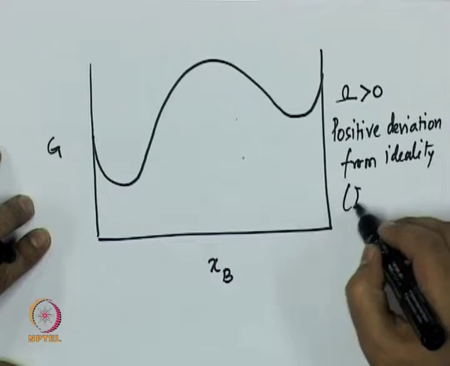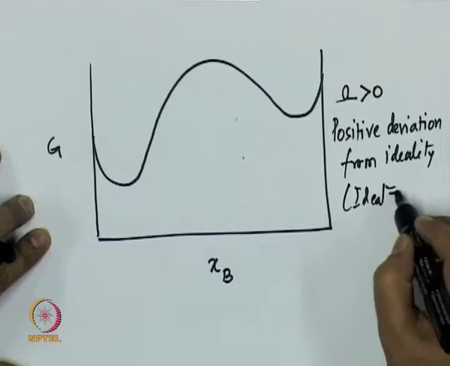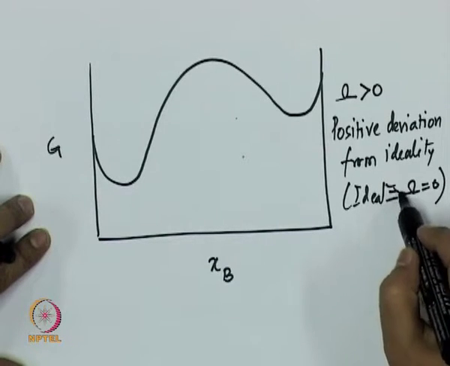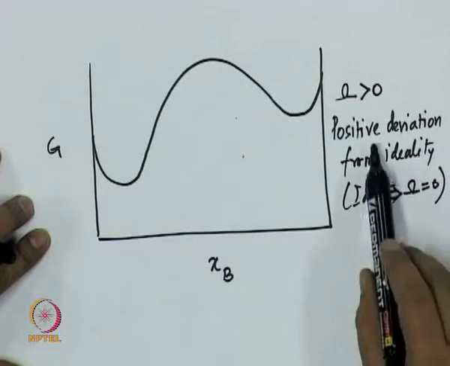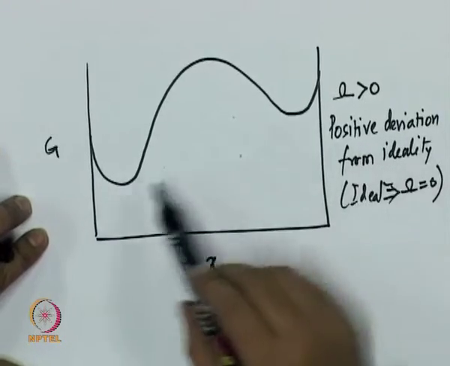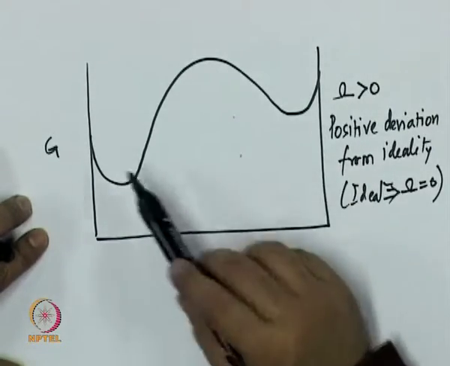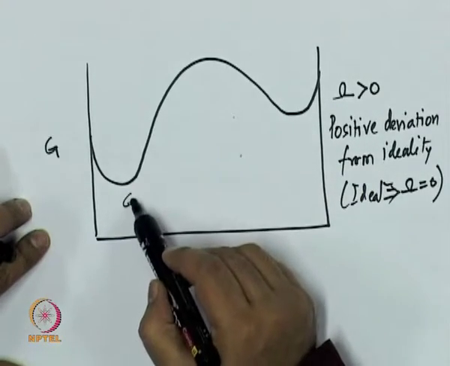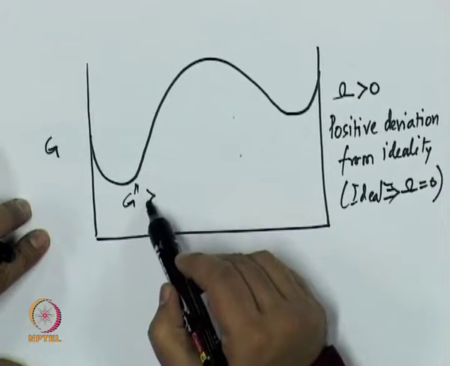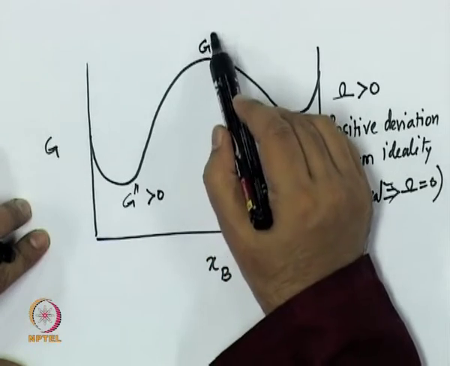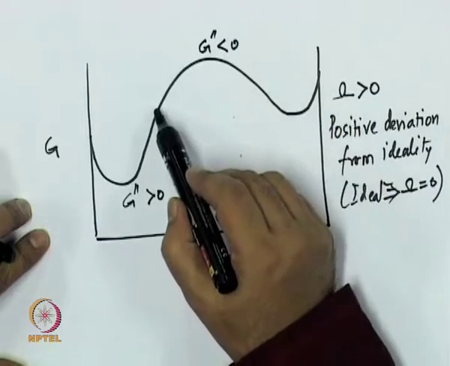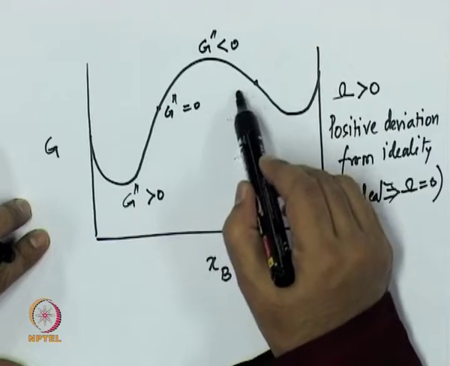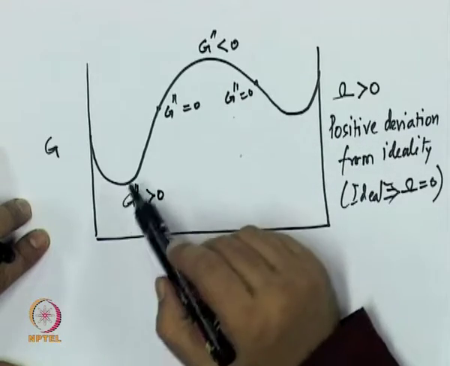Why? Because ideal means omega equal to 0, right. So, ideal implies omega is 0. So, omega greater than 0 is positive deviation from this ideality. Whenever you have positive deviation from ideality, you will have free energy curves like this, and when you have free energy curves like this, you can see that G double prime is greater than 0 and here G double prime is less than 0, and there is a point we identified on both sides where G double prime is equal to 0. So, here also G double prime equal to 0.